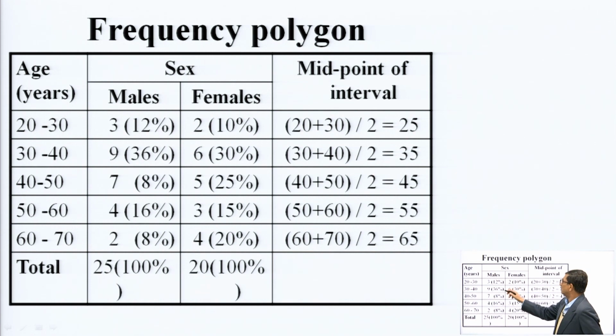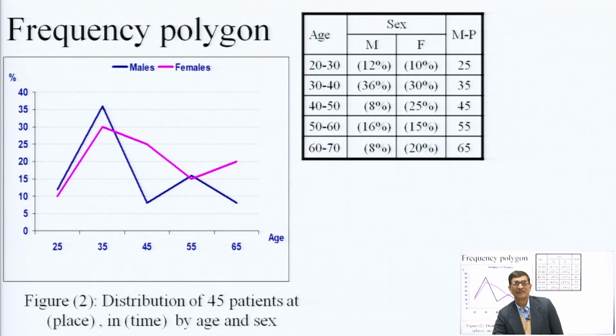First we find the midpoint of time. That is 20 to 30 divided by 2, this is 25. Then we find the midpoint of the time interval 30 to 40, equal to 35, and so on. And to draw the frequency polygon of this, we draw for male and female separately.